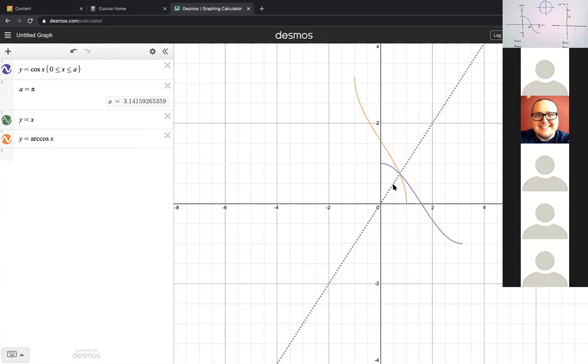So the domain 0 to pi becomes the range 0 to pi, and the range of cosine, 1 down to -1, becomes the domain of arc cosine, -1 up to 1. And I can sketch that on my paper, which hopefully you can still see. Looks something like that. Are there any questions before I close down this graph?